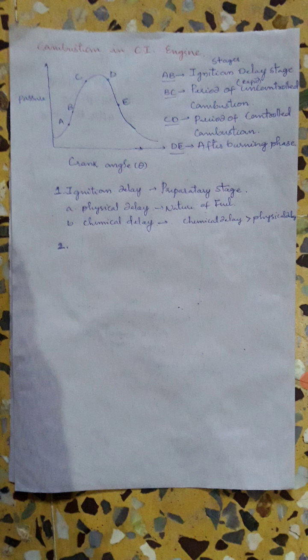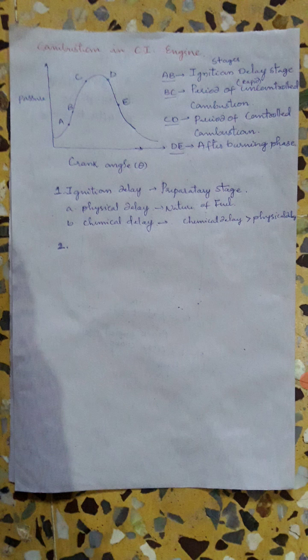Okay, so the third stage is the period of controlled combustion. That is indicated by C to D. C to D indicates the controlled combustion, which is initiated at higher temperature and pressure. It means that here the combustion can be controlled by controlling the fuel injection. If we control the fuel injection, then we can easily control the combustion.